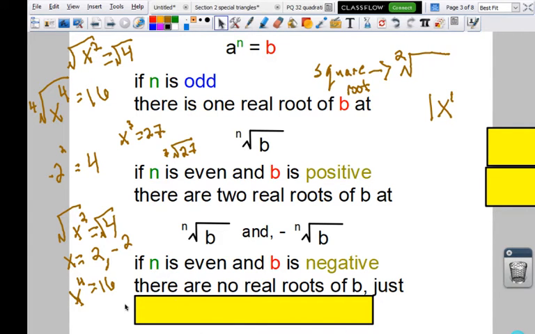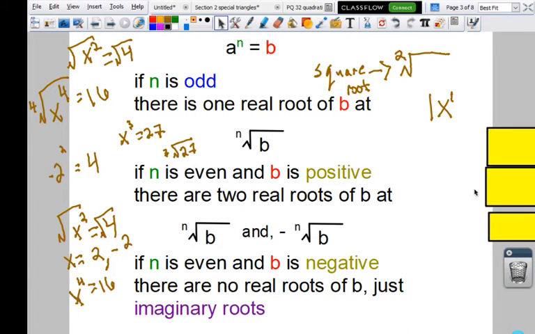With one exception. If your exponent is even, and what it equals is negative, there are no real answers, just imaginary roots. So, for example, if I had x squared equals negative 4, what kind of answer am I going to get? Imaginary. So I get rid of my squared by taking a radical with index of 2, and I can't square root a negative, so I have to do the imaginary thing.